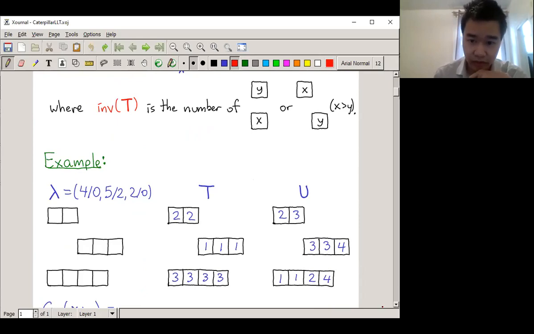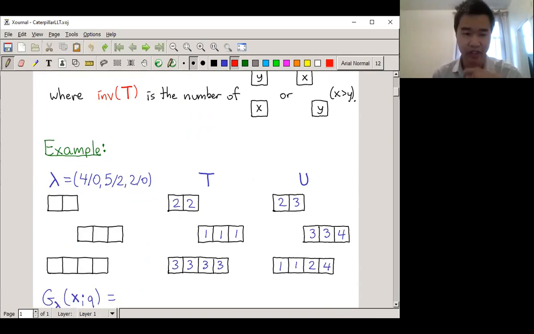So yeah, here's an example. My lambda is this tuple of 3 skew diagrams, all of which are rows. The semi-standard Young tableau just means I need to fill all of the cells with positive integers so that they're weakly increasing from left to right. There are many, many ways to do this, but I've just written 2 of them here, T and U. I've just filled these with positive integers. And then for each one, I'm going to count the inversions. So inversions are either a pair of cells where they're in the same column and the bigger one is below. So in T, I've got 4 inversions like that.